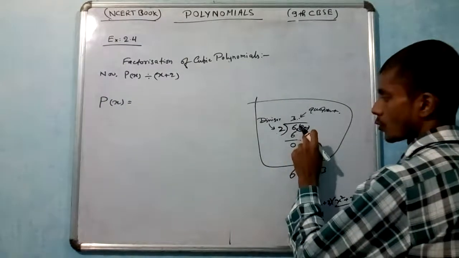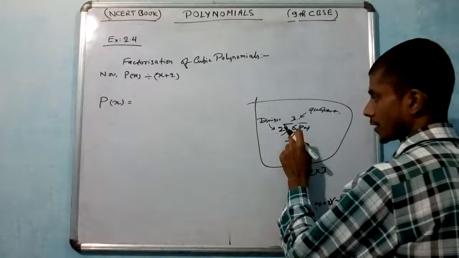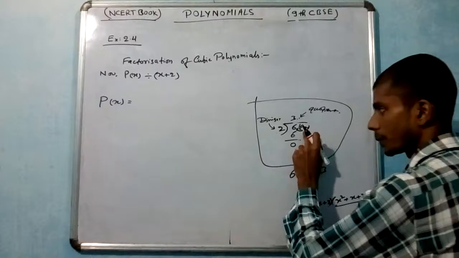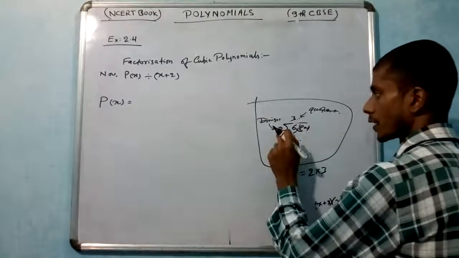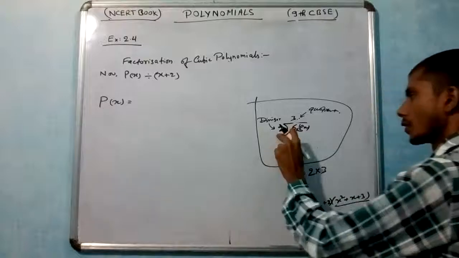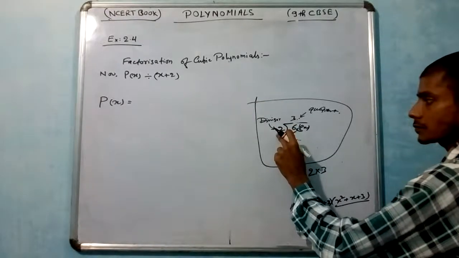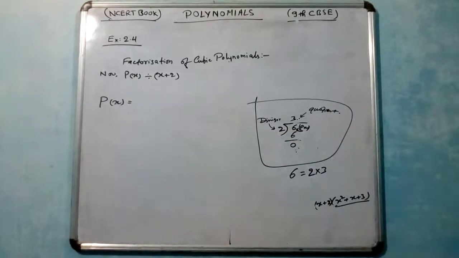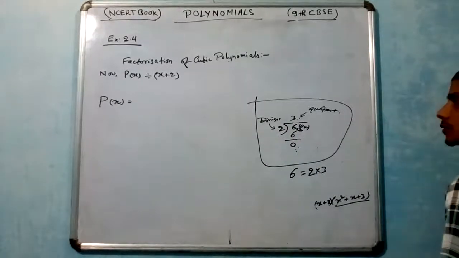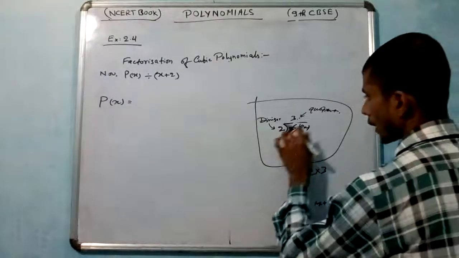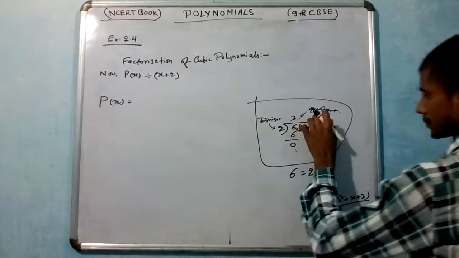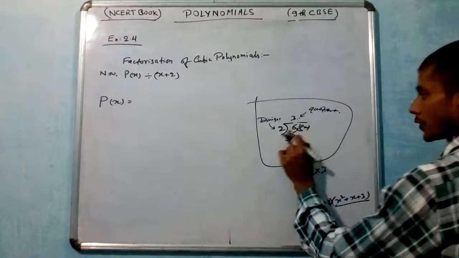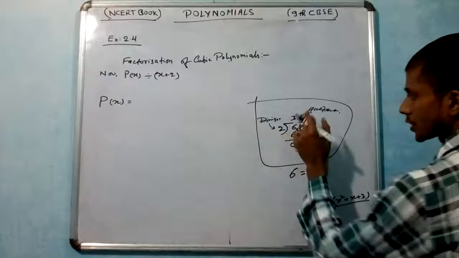This was p(x), no? Dividend was p(x), x cube plus 3x square plus 5x plus 6. This was our p(x). What was here? x plus 2. And what was in the quotient we got? So can we write this dividend is equal to this into this? Can we write?